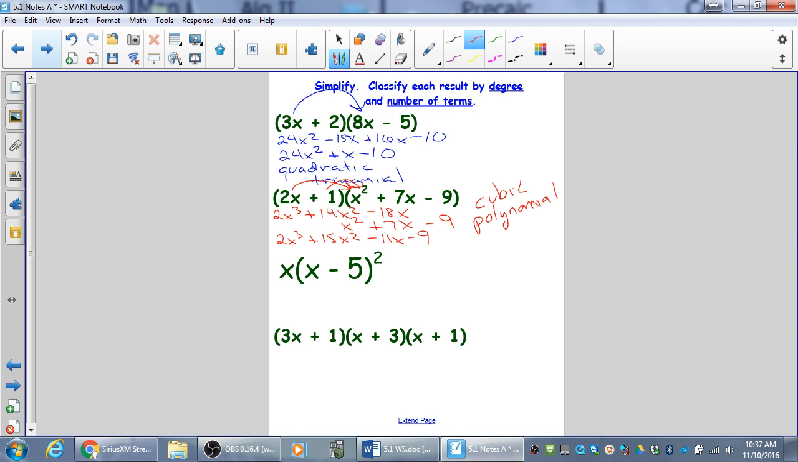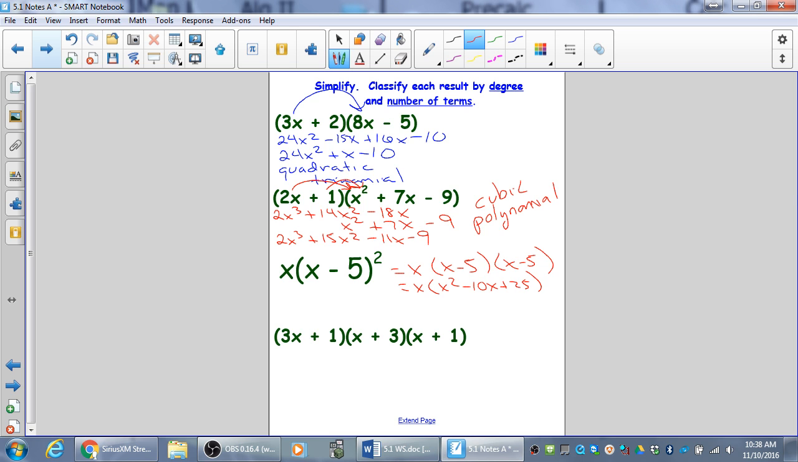This third one here, you can't distribute the x. You can't do that right away. I mean, you can, but it'd be totally wrong. Because this is x times x minus 5 times x minus 5. That's what that means. With the squared, there's 2 of those binomials. I multiply these 2 first, which is x squared minus 5x, and minus 5x is minus 10x, and then plus 25. So first, outside, inside, last. But outside and inside are both negative 5, giving you negative 10.